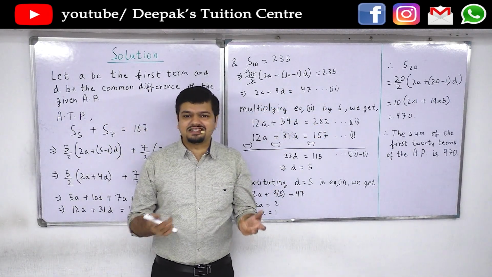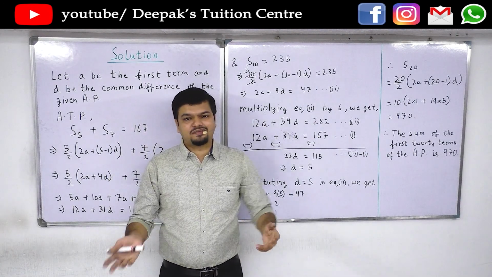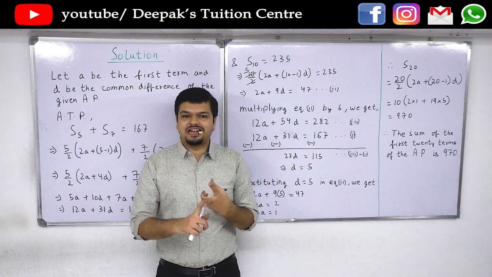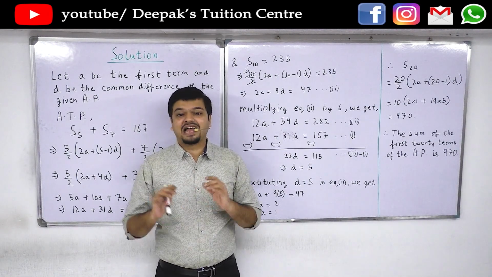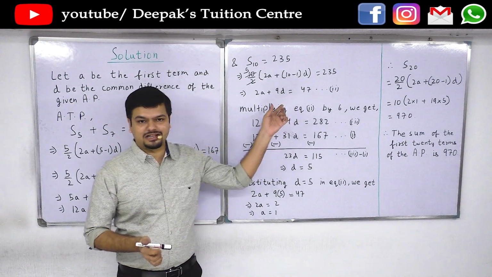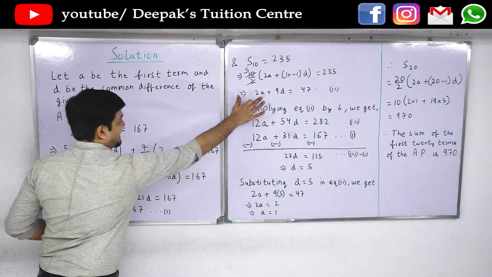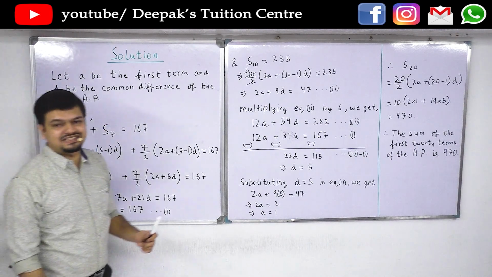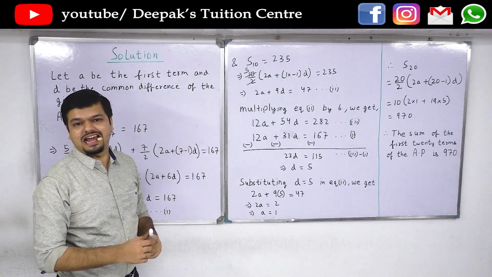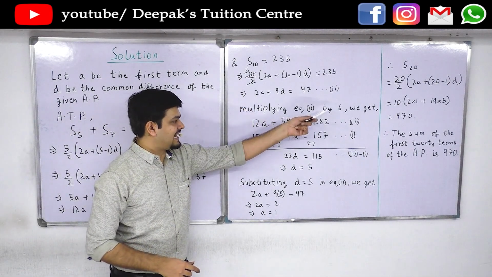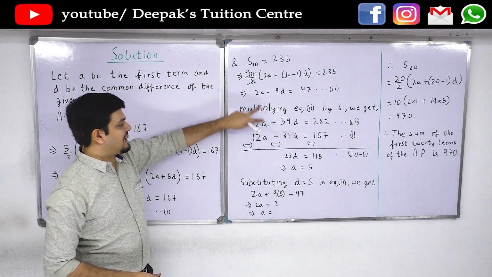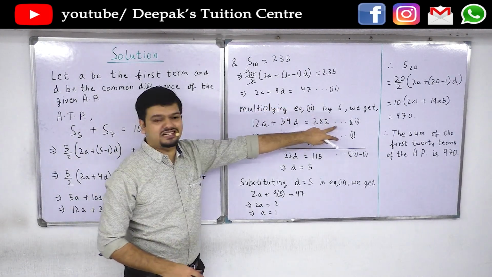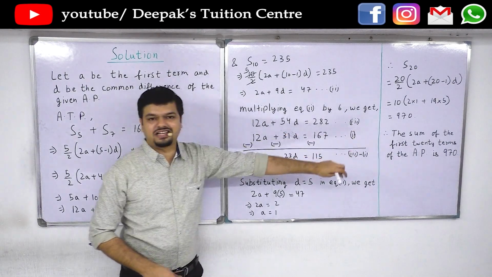Now you have two equations where you have two variables missing. You have to solve them simultaneously. You can use any of the methods: substitution, elimination, or cross multiplication. I'll be using elimination. You can see here we have 2a and here we have 12a. So if we multiply the second equation by 6, we will get 12a and then we can eliminate a. So multiplying second equation by 6, we get 12a plus 9 into 6, 54d, equals 47 into 6, that is 282. We mark it as equation 3.